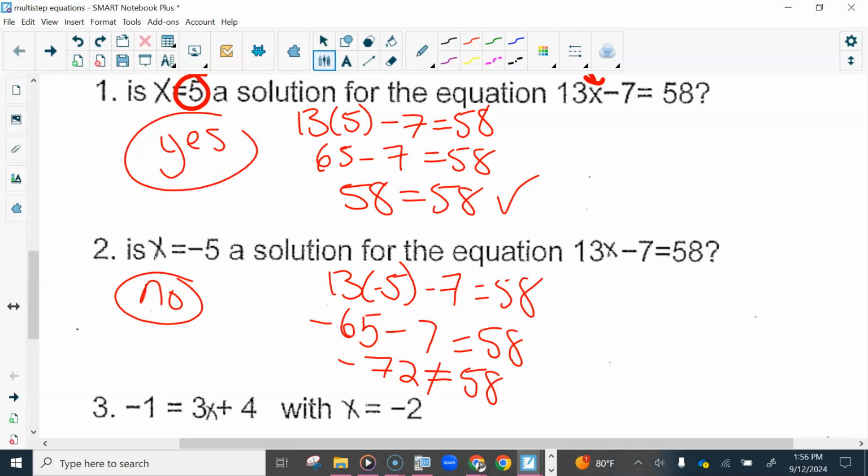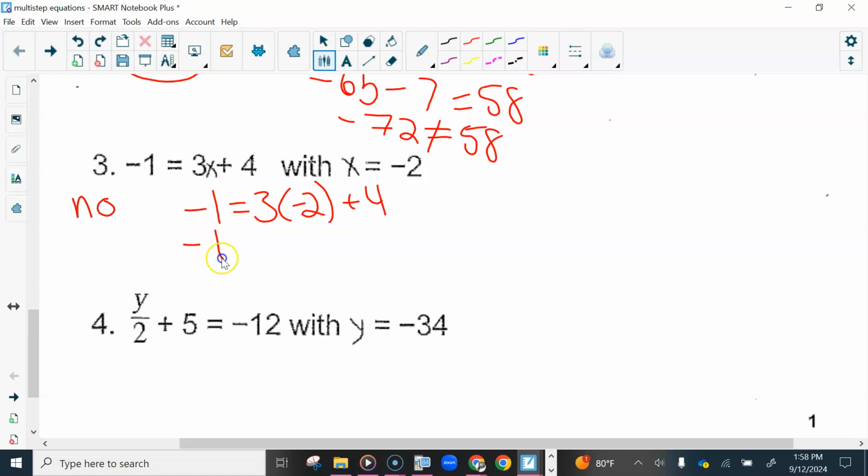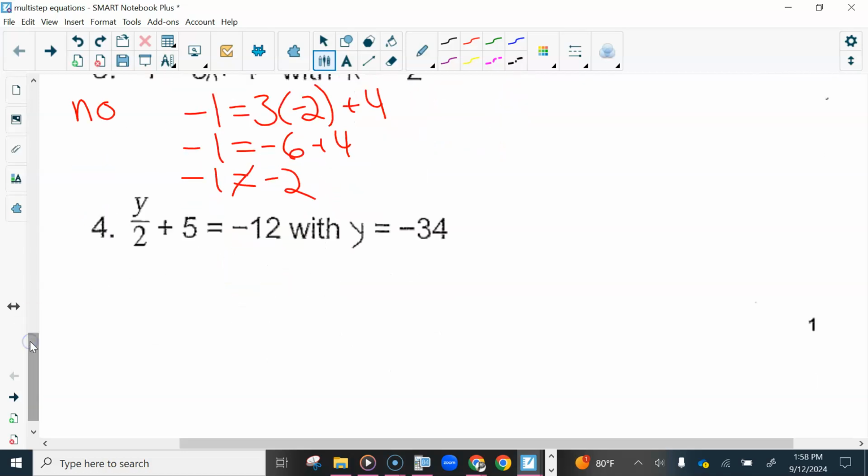Did 3 work? Was this a solution? No. Did anyone need to see that one? Yes, okay. So negative 1 equals 3 times negative 2 plus 4. Negative 1 equals negative 6 plus 4. And this would give you negative 2, which does not equal. Was 4 a solution? Yes. Did anyone need to see that one?